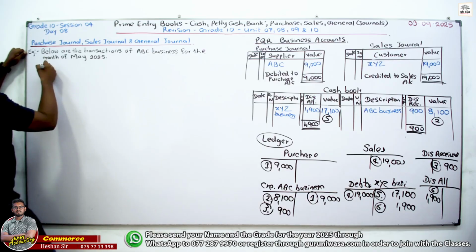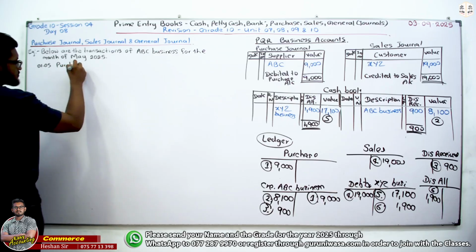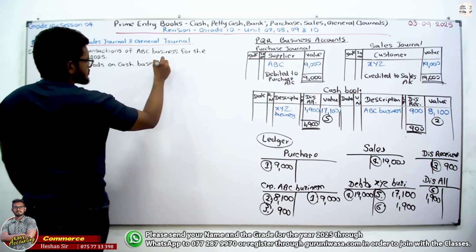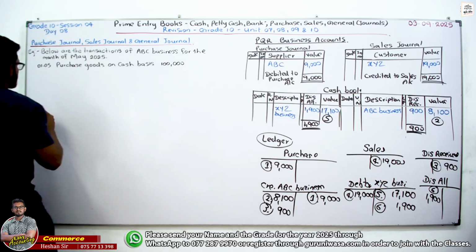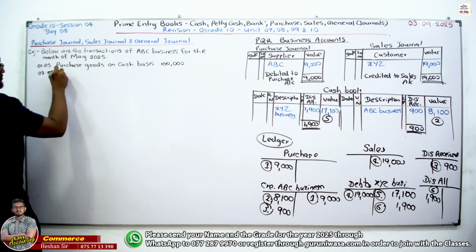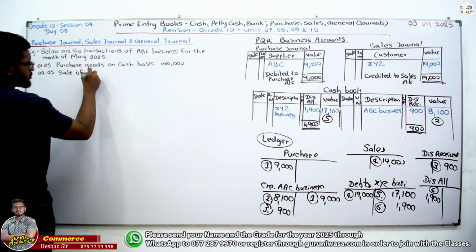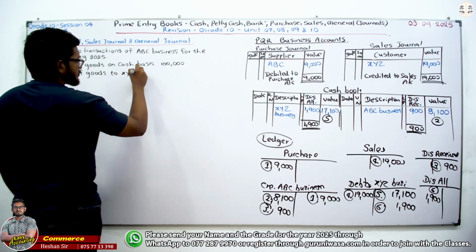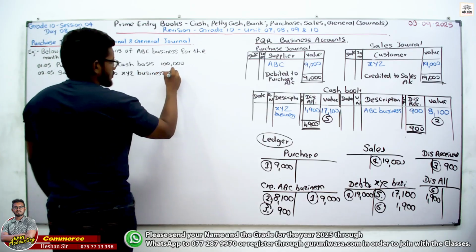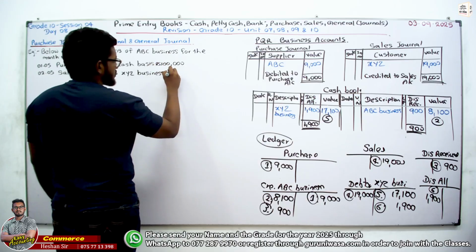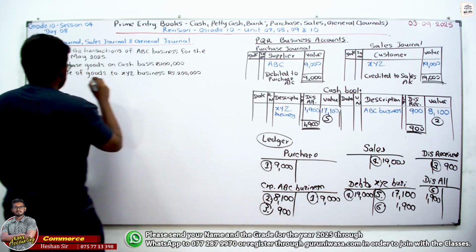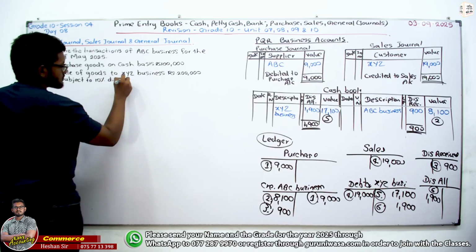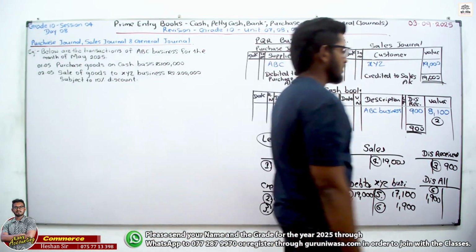1st of May, purchase goods on cash basis, 100,000. 2nd of May, sale of goods to XYZ business, rupees 200,000, subject to 10% discount.